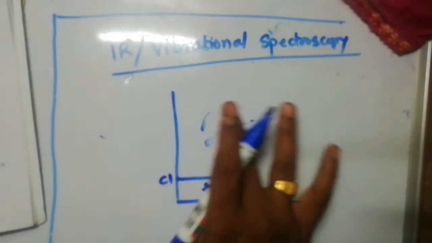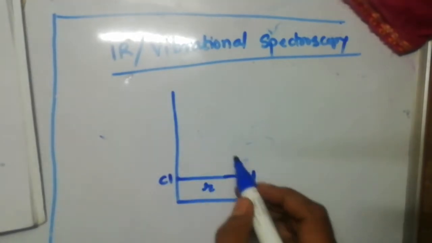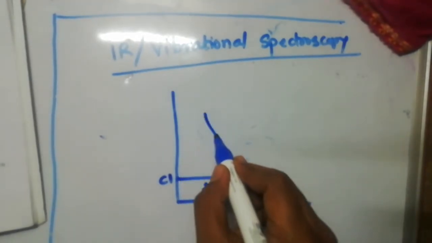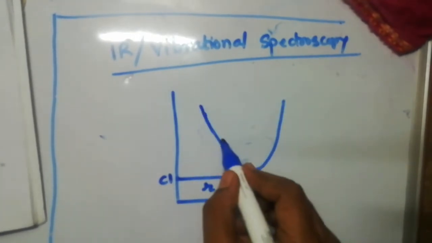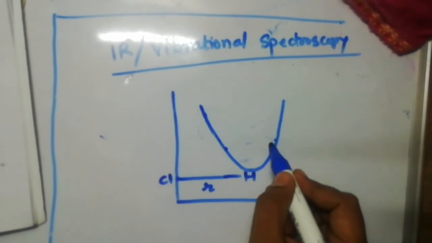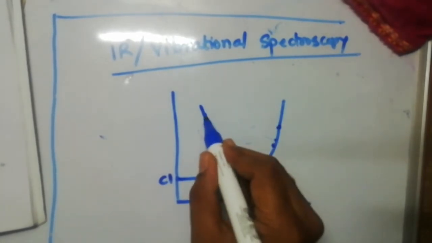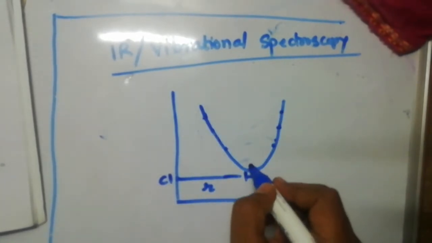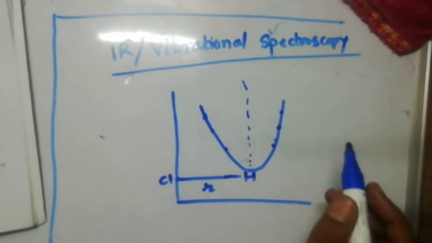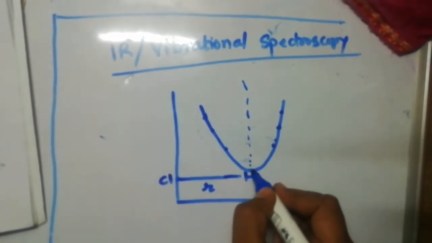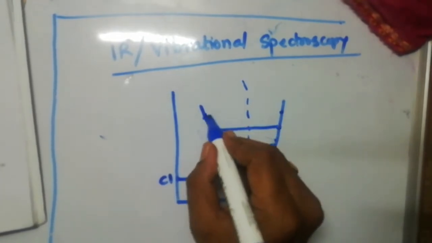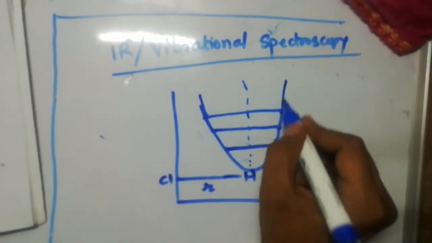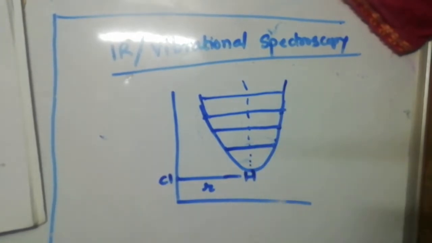Depending upon how much energy I put in to stretch the bond, I will get different energy levels. So what do these positions represent? These points on the curve represent the position of the hydrogen when it is stretched or compressed. This will be the first energy level, this the second, this the third, this the fourth. Likewise you will find the different vibrational energy levels.